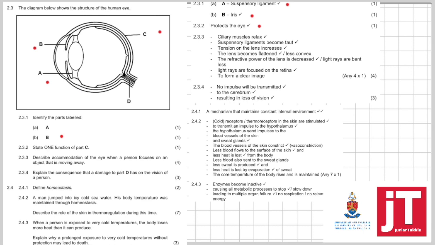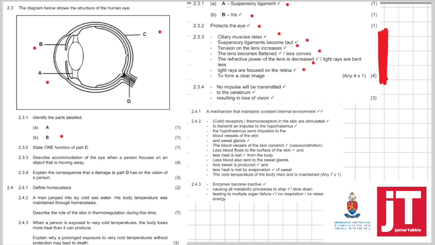2.3.3. Describe accommodation of the eye when the person focuses on an object that is moving away. So that is distant vision. Ciliary muscle will relax. The suspensory ligaments become taut. The lens tension increases. The lens becomes less convex. The refractive power of the lens is decreased. Light rays are focused on the retina to form a clear image. You should already have an answer that you can memorize and give back when you are asked.